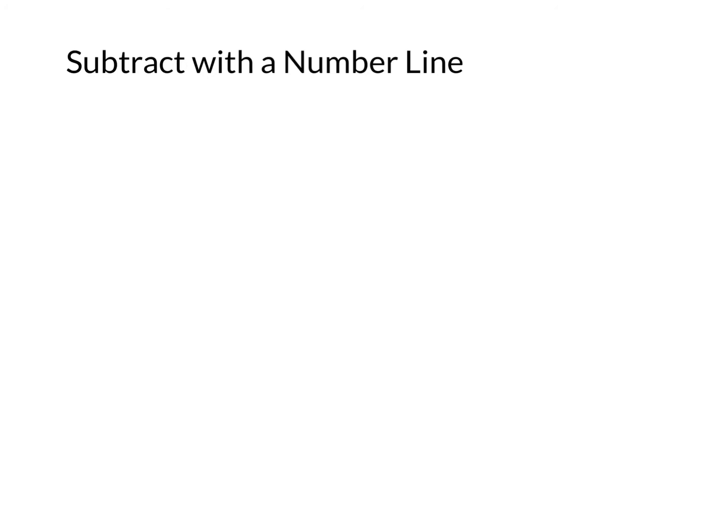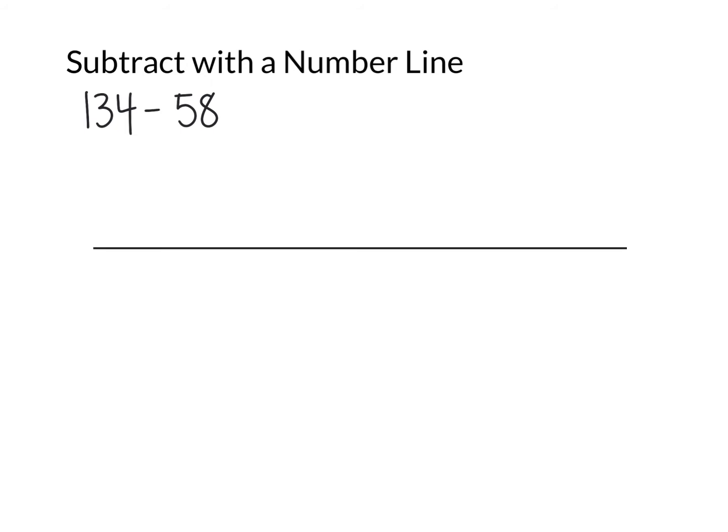Let's say, for example, we had the problem 134 and we needed to subtract 58. We can use an open number line. An open number line can start with any number. I'm going to see which of these two numbers is the smaller number. I see that 58 is smaller, so I'm going to start my number line with 58.